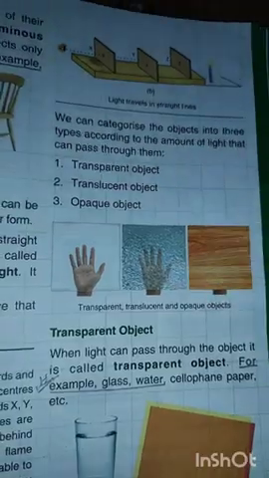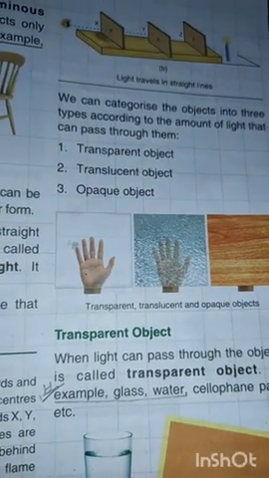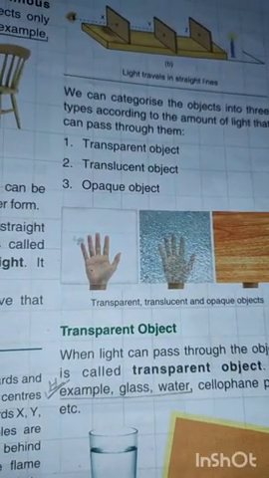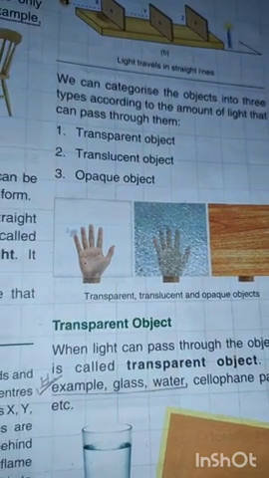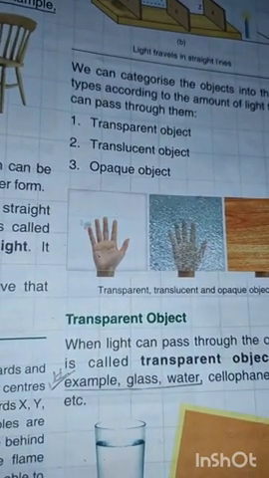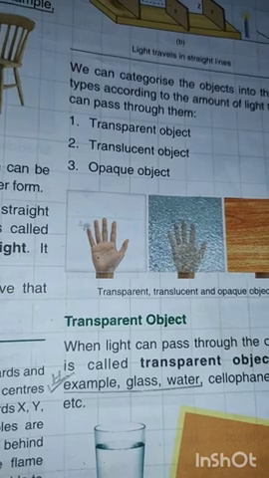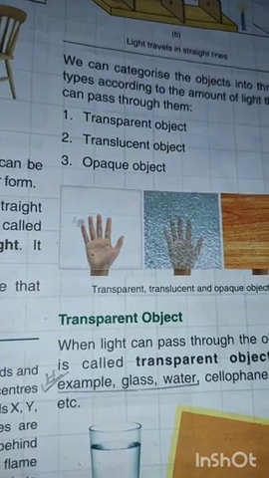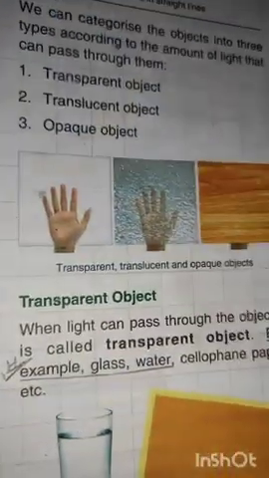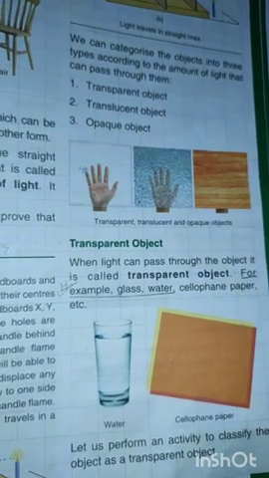So here we can categorize objects into three types according to the amount of light that can pass through them. So there are three types of object: transparent, translucent and opaque. Light can pass easily through a transparent object.